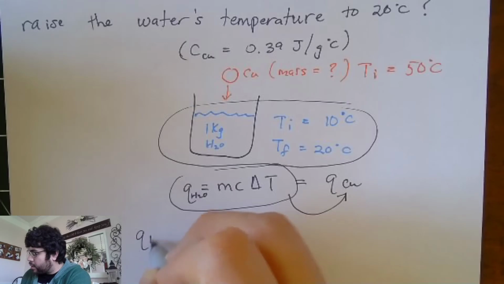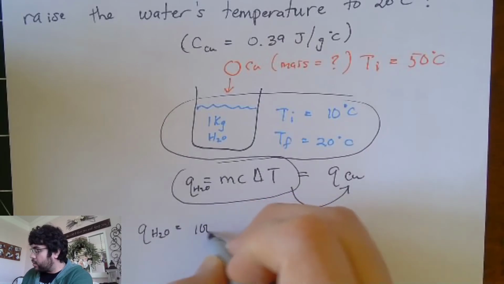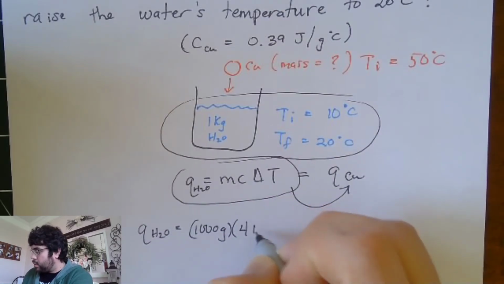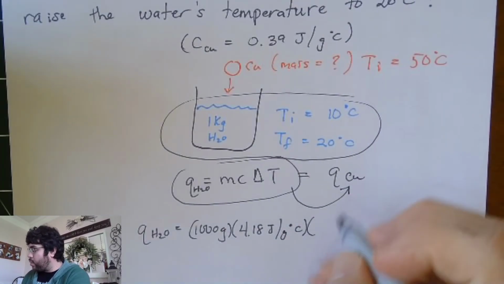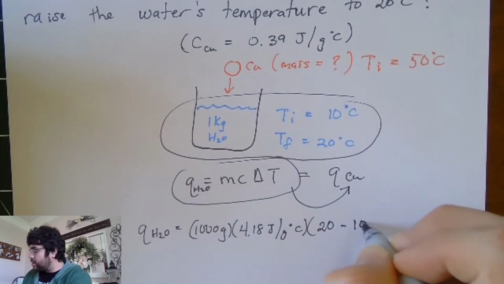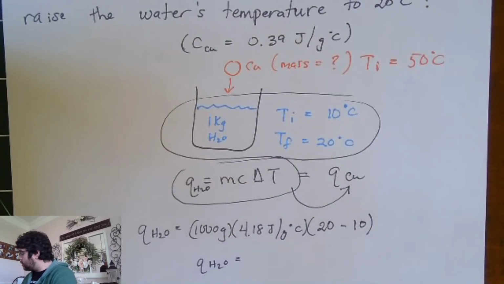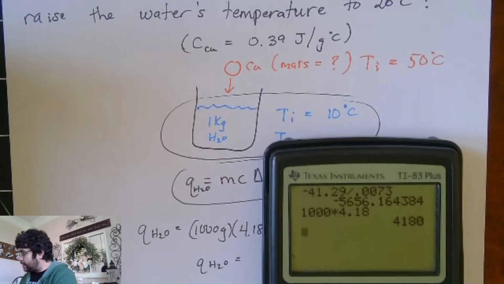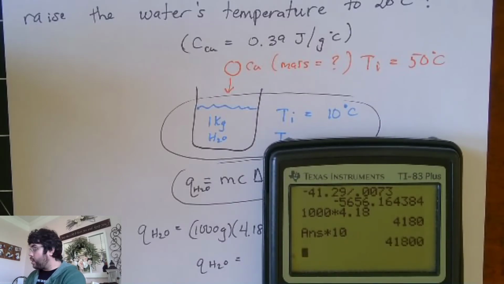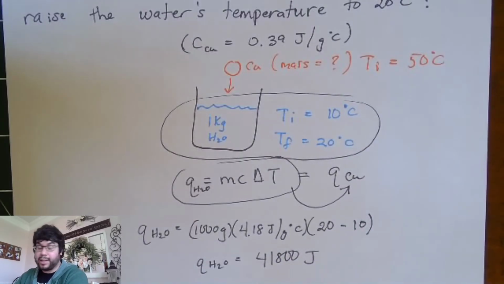So Q for the water, if my water had a mass of 1 kilogram, which is 1,000 grams, because the heat is 4.18 joules per gram Celsius. And if I wanted my water to go from 10 degrees Celsius to 20 degrees Celsius, how much heat would I need to do that? Do that math. So 1,000 times 4.18 and then times 10. So 41,800 joules of energy would be needed to raise 1 kilogram of water from 10 to 20 degrees Celsius.